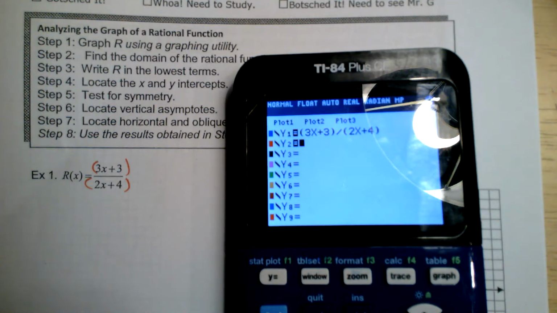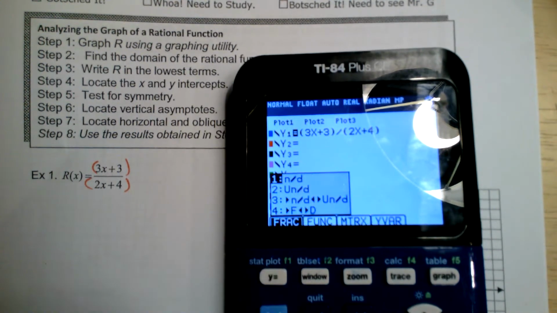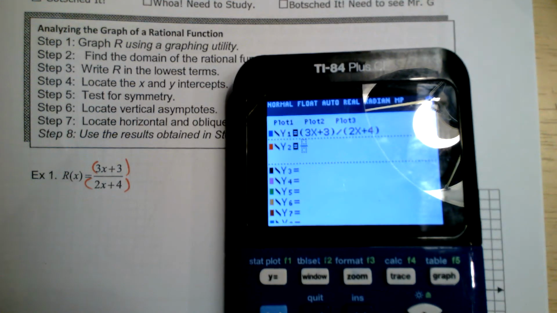Now another way that you can type in this function, example 1, is to do alpha y equals if you have a TI-84. That's where you press number 1, and that sets up the fraction, and then you don't need parentheses. You can just type it in like you see it, 3x plus 3 over 2x plus 4. You could do either one if you have an 84.